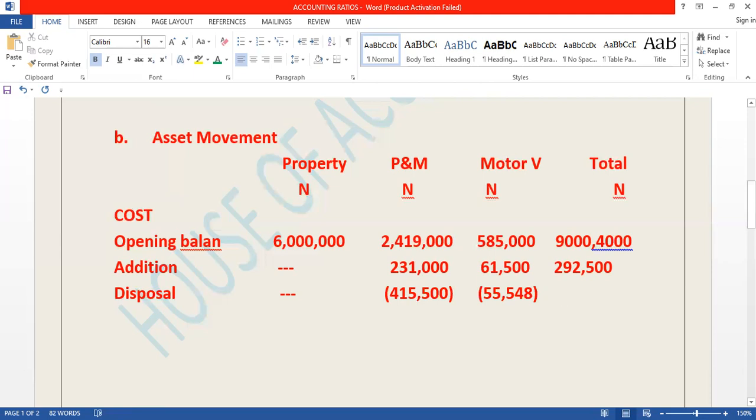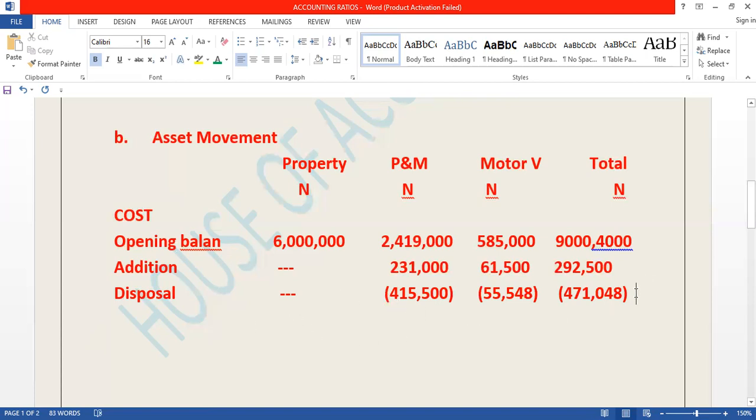Addition 471,048 minus 471,048. Okay, so that is the opening, the addition, and the disposal.